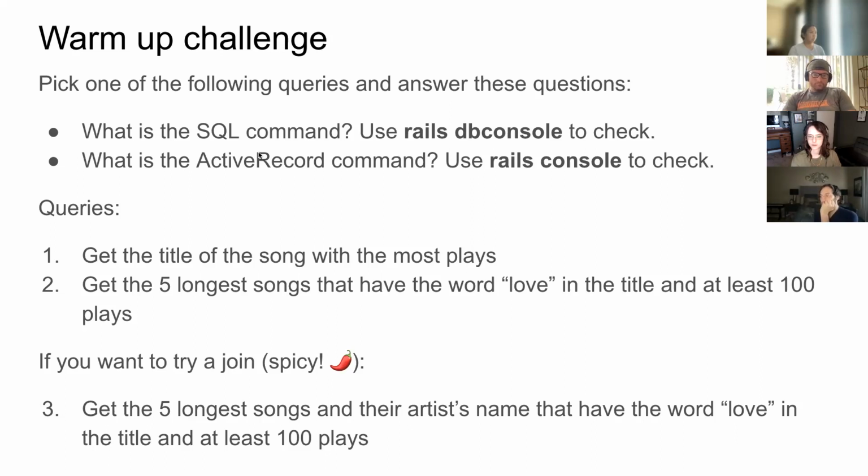Everybody will be individual. You can feel free to turn off your camera and try to get the title of the song with the most plays. This is just kind of a warm up. These should be queries that are somewhat manageable at this point. These first two shouldn't need joins. The second query is get the 5 longest songs that include the word love in the title, and they have at least 100 plays. And if you are feeling pretty good about SQL and active record and you want to go ahead and try a join before we get into class today, try the spicy problem 3.